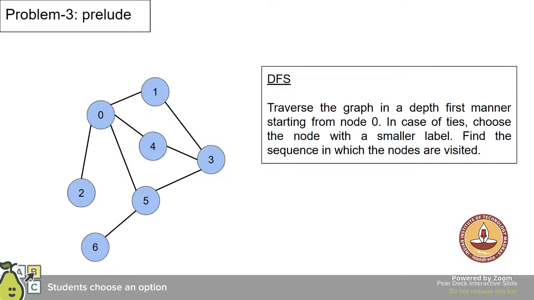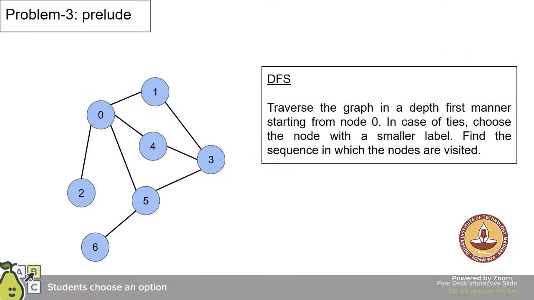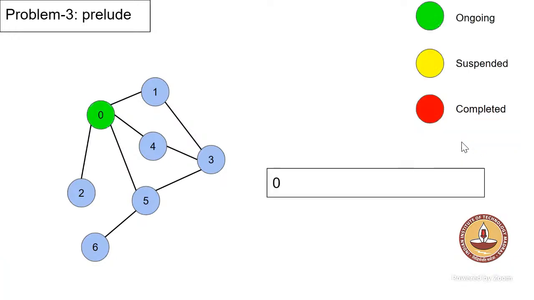Let us see how the traversing happens in this case. First, we'll start with node 0. Node 0 is connected to two nodes, 1 and 2. Here you can see in case 4 also, 4 and 5 are connected. So it is connected to 1, 4, 1, 2, 4, 5 for every node.